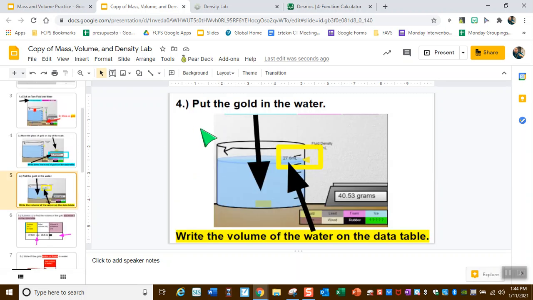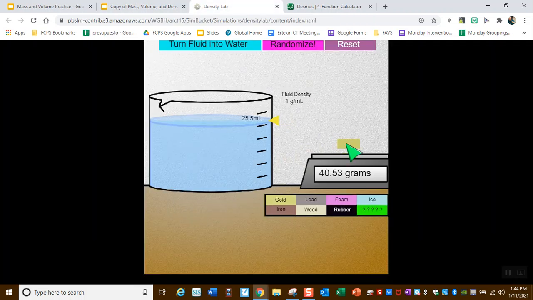Next step. Put the gold in the water. So you're going to move the gold into the water. Look, right now it's 25.5 milliliters in volume. But let's see what happens when we put the gold in. The water was displaced. The water level went up.